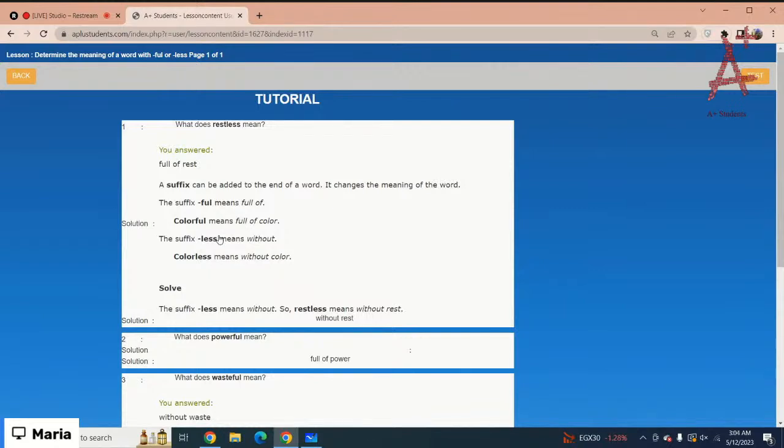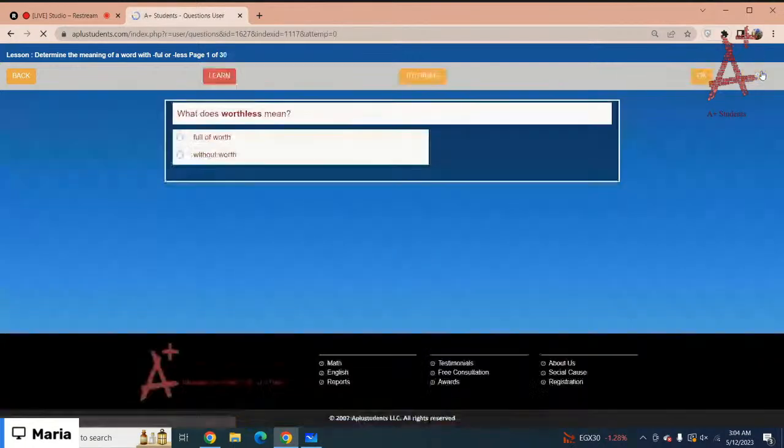The suffix full means full of. Got it? Like colorful means full of color. The suffix less means without. Colorless means without color. Got it? So full means full of and colorless means without color. Let's start with the practice questions.